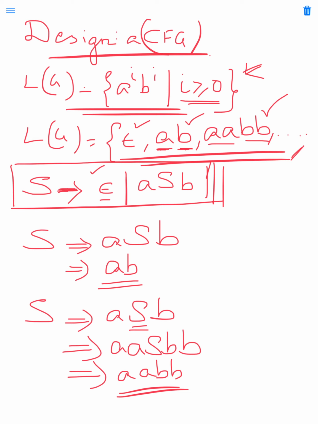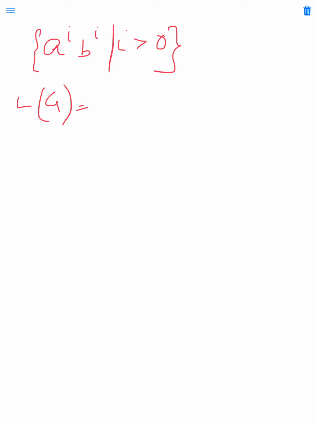Then let's see another example. In the previous case, L of G was defined as a raised to i, b raised to i, such that i is greater than or equal to 0. Now in the next example, we can see if i is greater than 0. Here the minimum string of the language will not be epsilon, it will be AB. And other strings will be like AABB. If there are 3 A's, it should have 3 B's also.